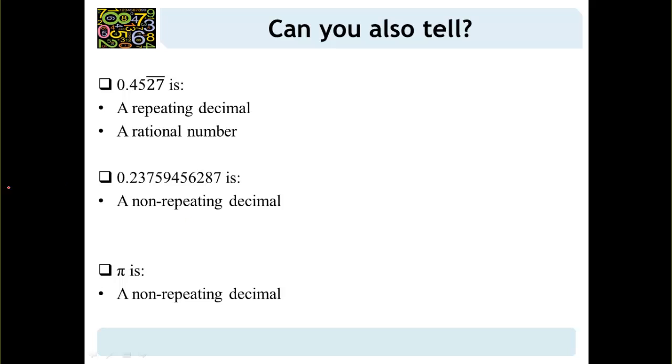Pi, this sign, when you do geometry, you will see this sign. It is a Greek alphabet. It is not an English alphabet. It's a Greek alphabet. Pi. And we shall see why it is a non-repeating decimal. We shall look at it in a moment.